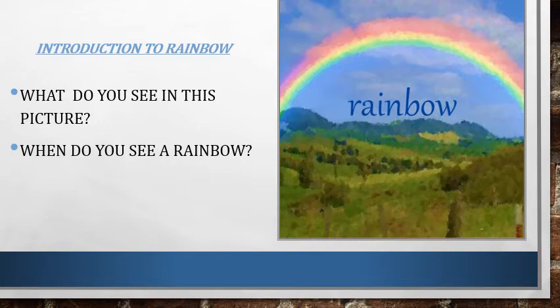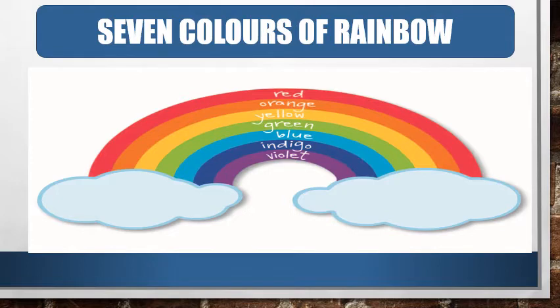And do you know, children, how many colors are in the rainbow? A rainbow is a band of 7 colors. How many colors? 7. So let's see what those colors are. You have to repeat after me.